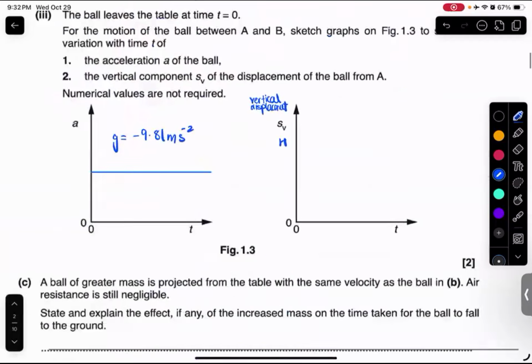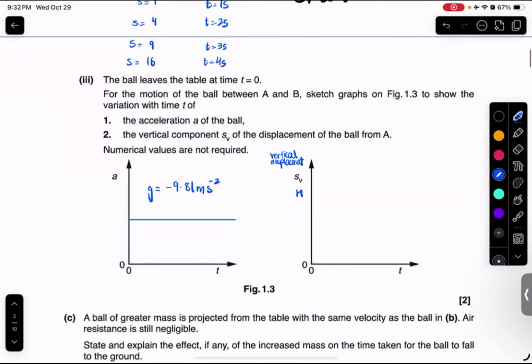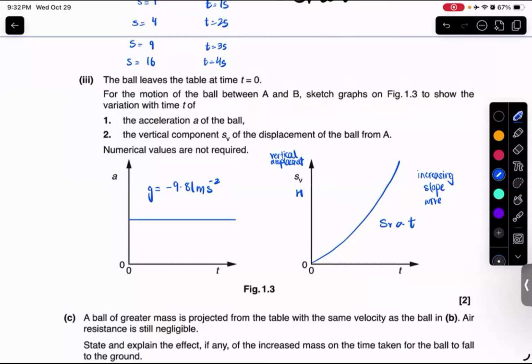So do you see that it's actually increasing like this? The vertical displacement is actually increasing with a factor of t squared. Does that make sense? So that means it's going to be an upward increasing graph, or you could say it should be an increasing slope curve. Why? Because s_v is directly proportional to t squared.